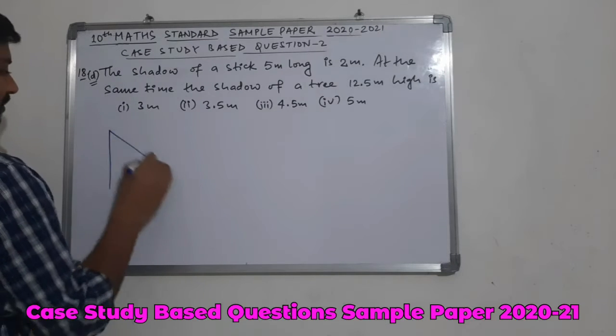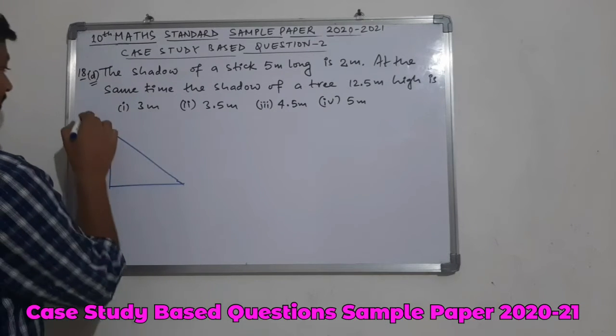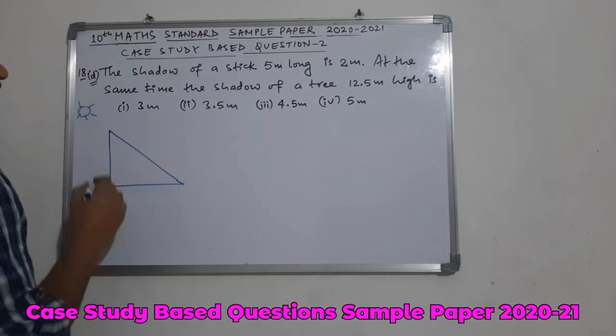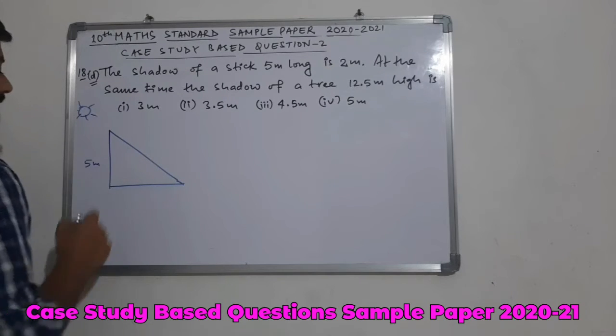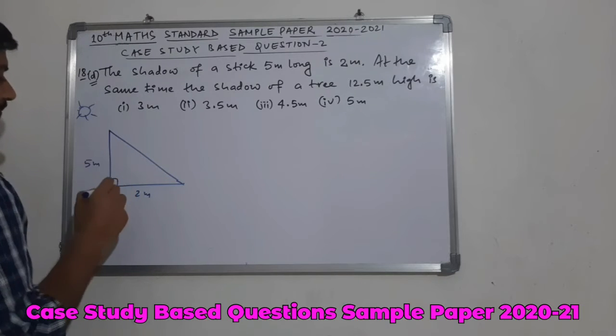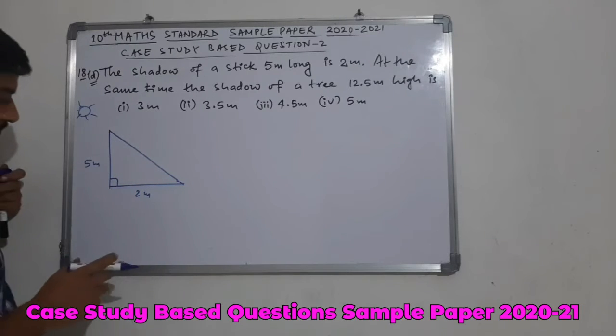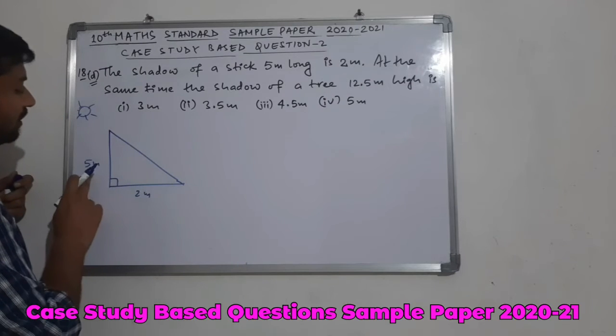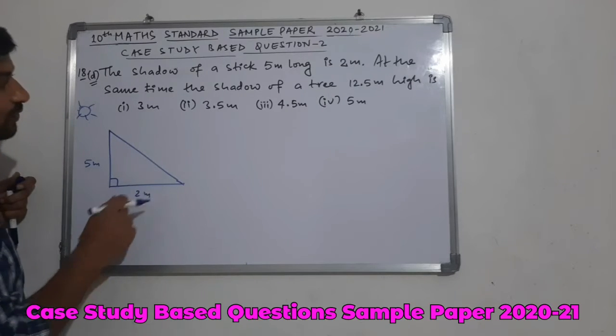So let us think about this situation. We have a sun placed here, and the shadow of a stick which is 5 meters in length is given as 2 meters. This is the stick. Then this will make an angle of 90 degrees with the base, that is the shadow here. So the length is 5 and the shadow is 2.